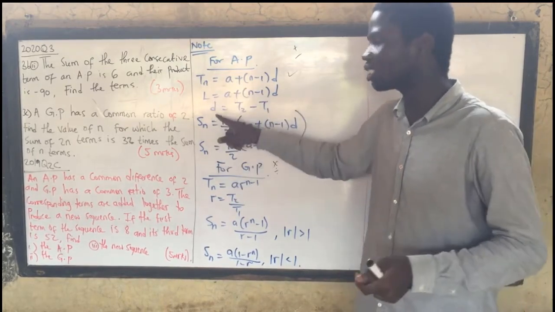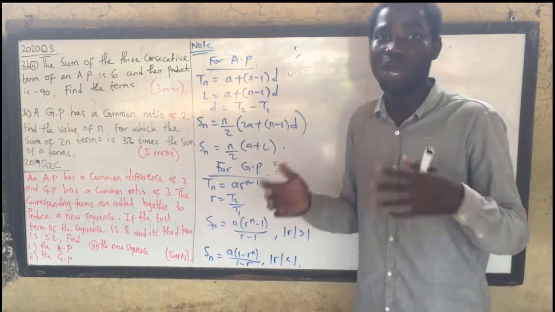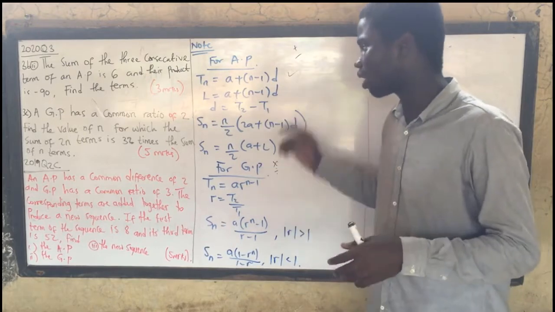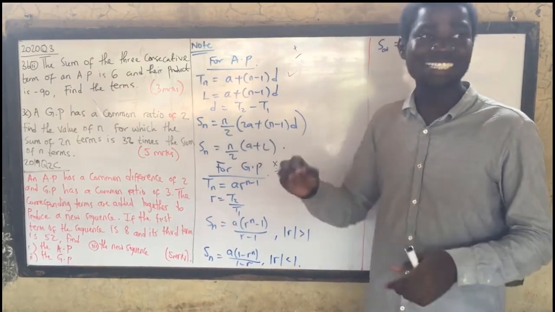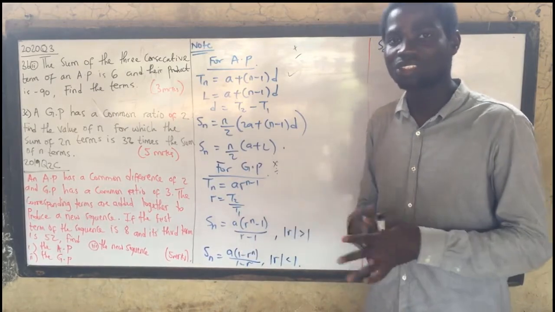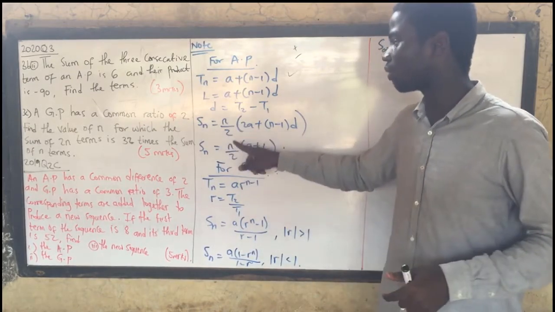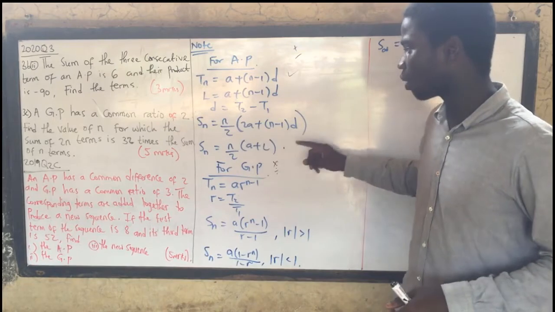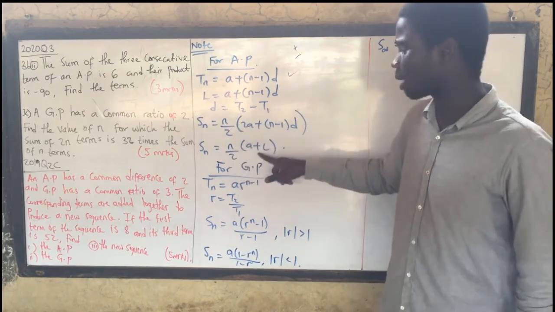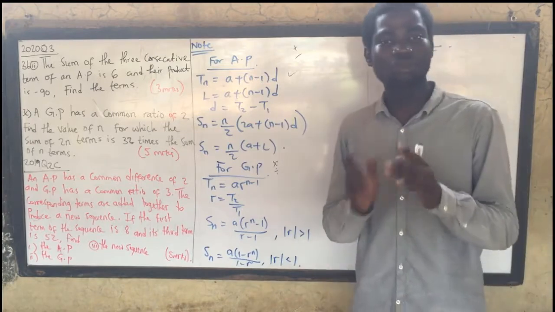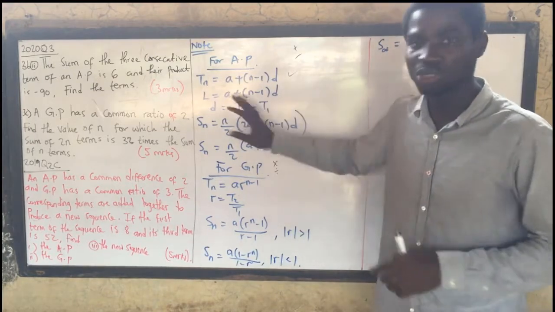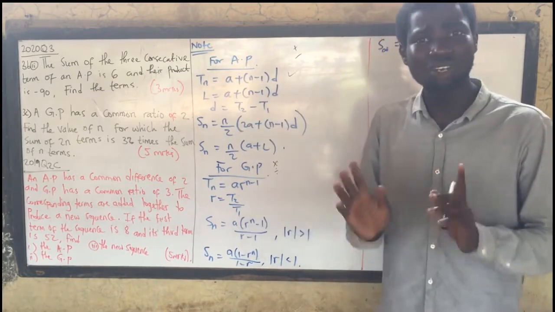How do you get the common difference? Common difference is T2 minus T1 or T3 minus T2 and so on like that. Sn is the sum of the first n terms. Sn is equal to n over 2 times 2a plus n minus 1 d, or if you want to write it in terms of the last term, n over 2 times a plus l. Please take note of that. So if you are given a question under AP, these are all what you need to use. If you are using anything here, you are done with confidence.